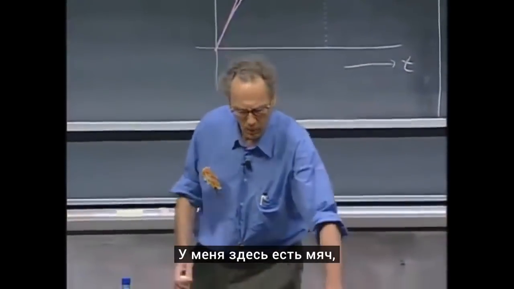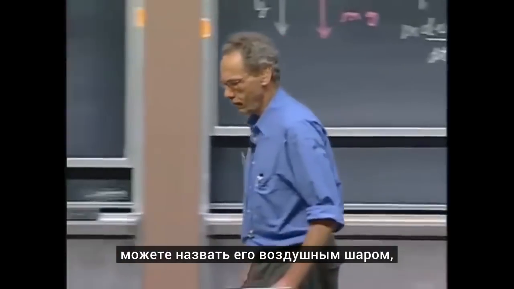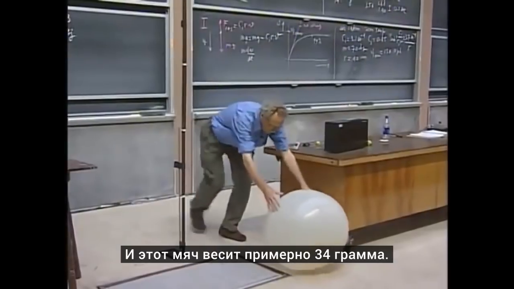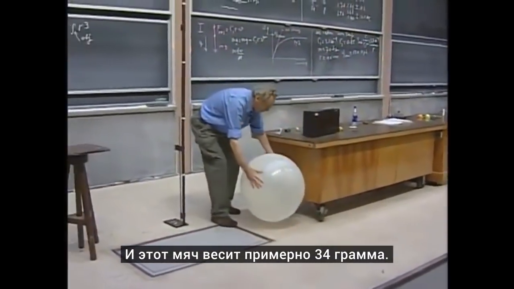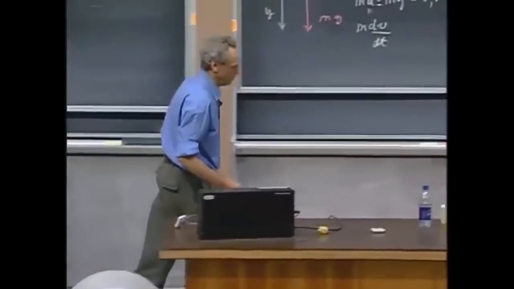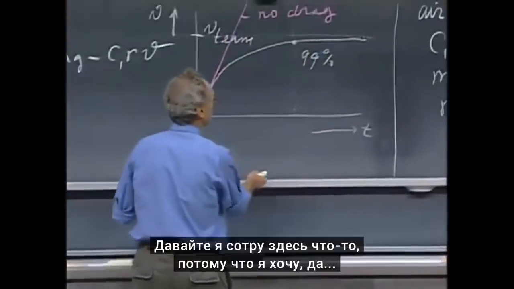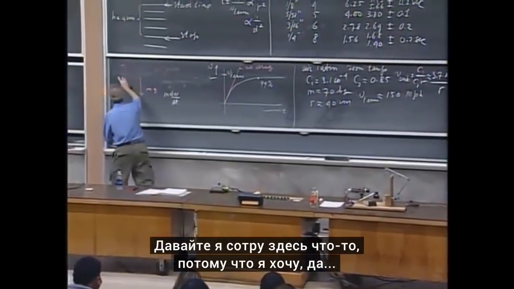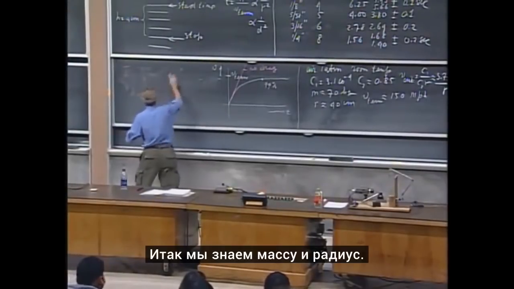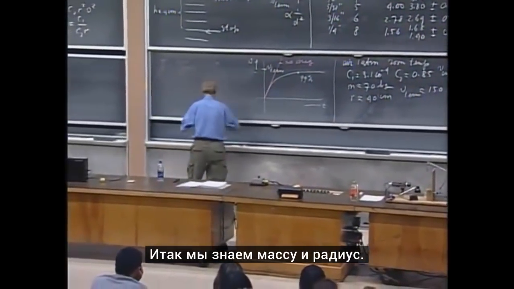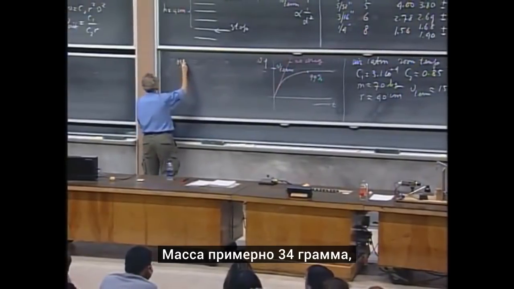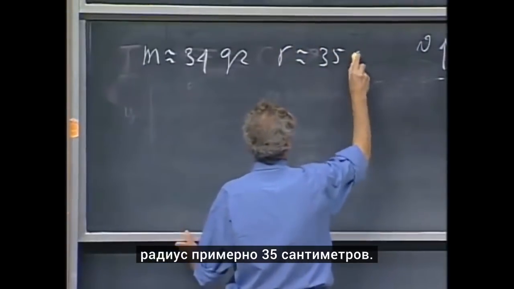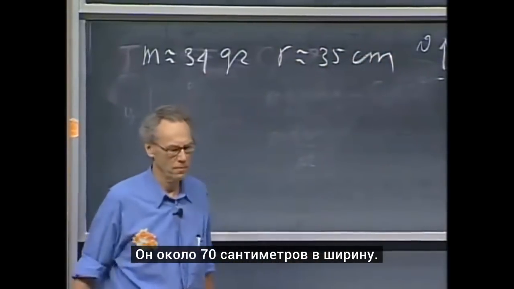I have here a ball. You may call it a balloon, but I call it a ball because there's no helium in it. And this ball weighs approximately 34 grams. So we know the mass and we know the radius. The mass is about 34 grams and the radius is about 35 centimeters. It's about 70 centimeters across.